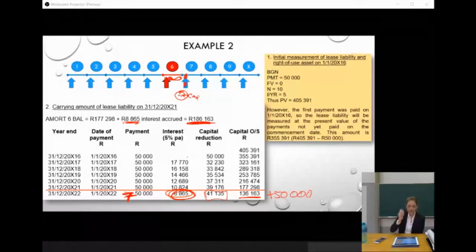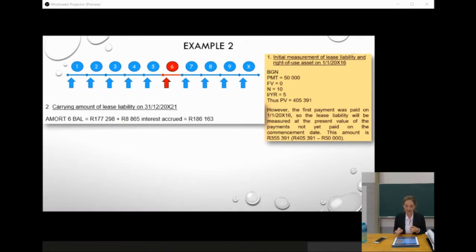Yeah, you're right. After the payment. Okay, yes, you can do that as well. 186,163. Yeah. Good. I like it when my students are smarter than I am. That's the plan, that you should stand on my shoulders and actually be able to reach further. It's the point of teaching.